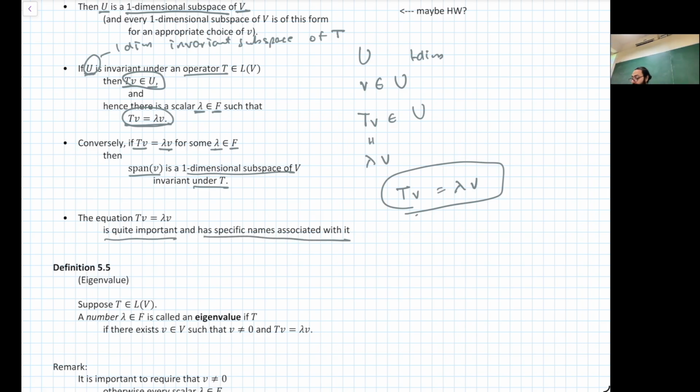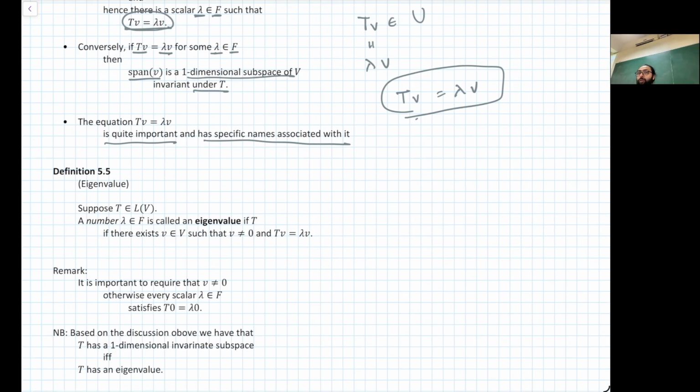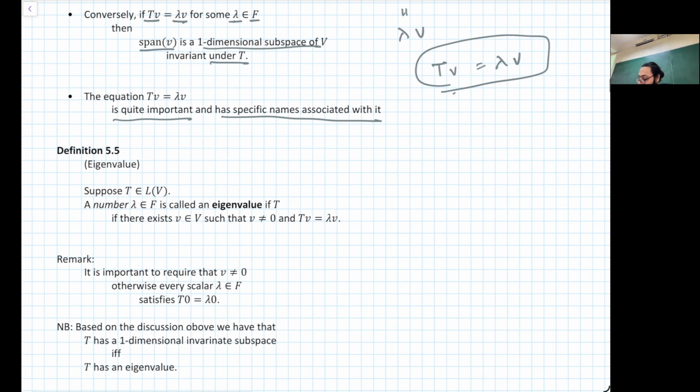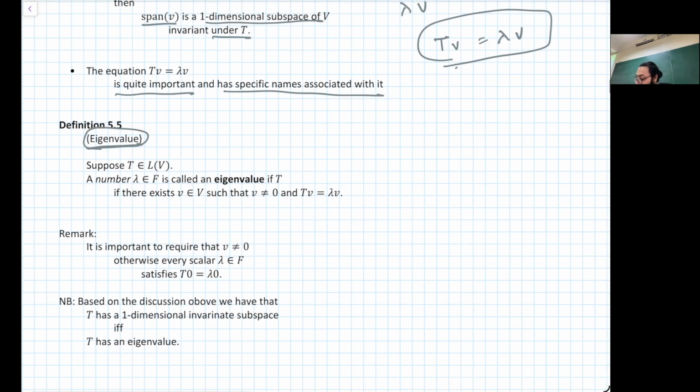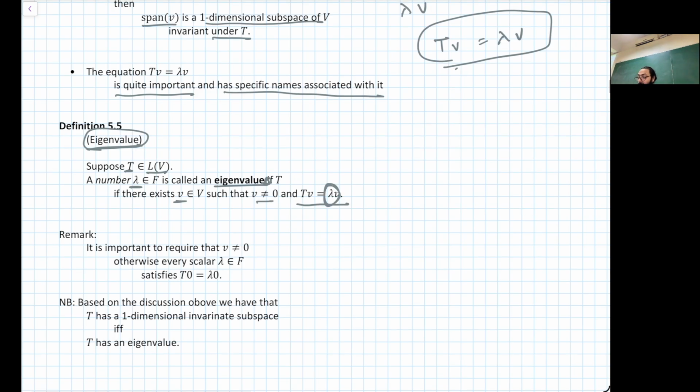So now the equation Tv equals lambda v is quite important and has specific names associated with it. This is going to be a very important topic. When you do any kind of abstract algebra later in life, this is going to be very useful. And this notion, if you haven't seen it before, yes, most of you probably have, is called an eigenvalue. Suppose T is a linear operator. A number lambda is called an eigenvalue of T if there exists a vector v that is not zero, such that when you apply the transformation to this vector, you get some scalar times the same vector. Then this scalar is what is called an eigenvalue of T.